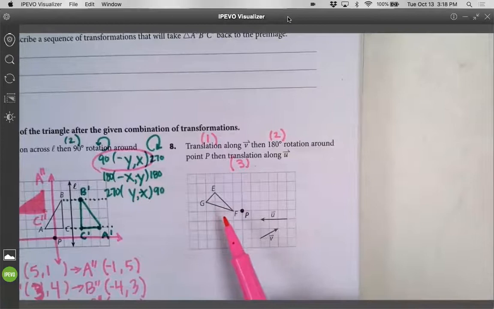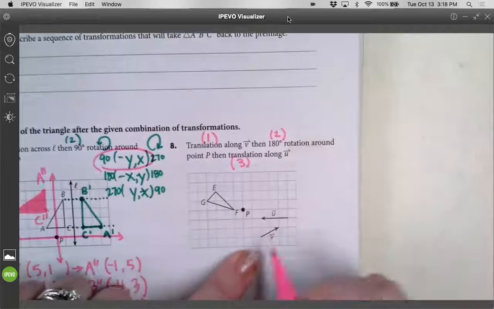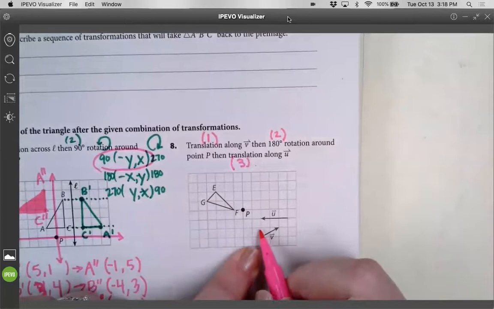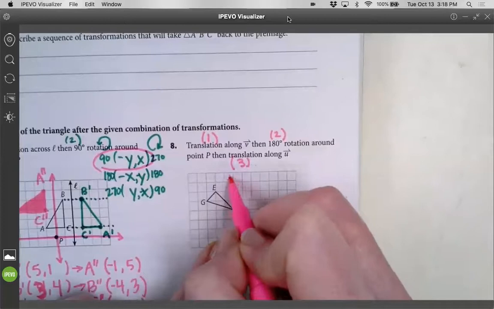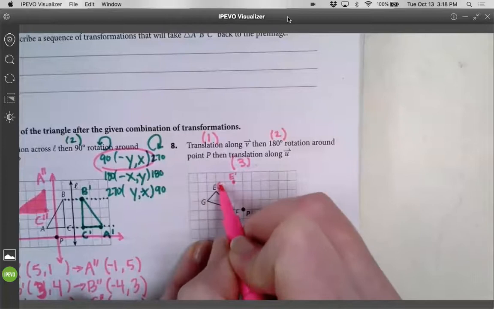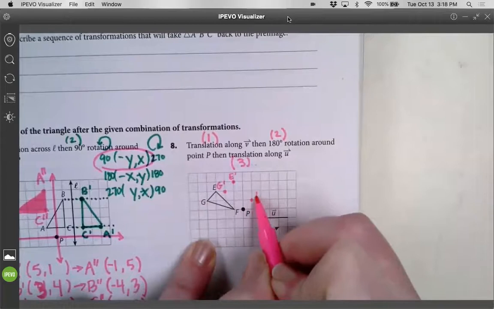So first, we translate along vector V. Vector V moves our points up 1 and right 2. So up 1 and right 2 puts E prime right there. Up 1 and right 2 puts G prime there. And then F prime up 1 and right 2 goes right there. Easy enough.